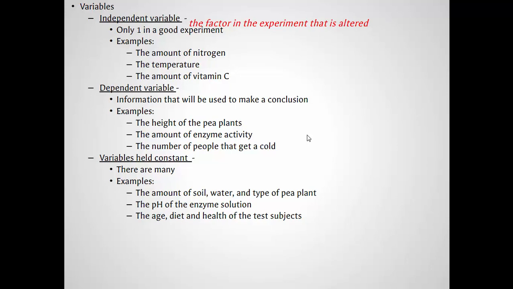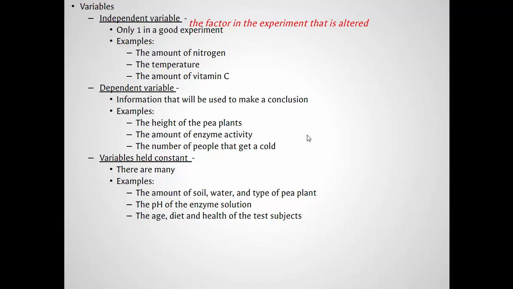The independent variable is the variable that you change, the factor that you alter. A good experiment has just one independent variable. We only change one thing. In our examples, it could be the amount of nitrogen fertilizer, the temperature of the enzyme, the amount of vitamin C people are consuming. Those were the independent variables for those experiments.